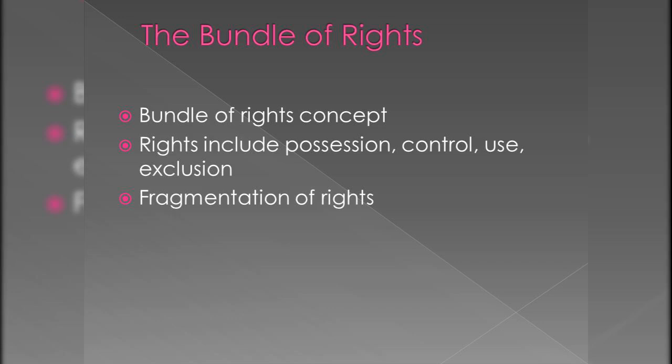A key concept is the bundle of rights. This means that property is made up of various rights bundled together. These usually include the right to possess the object, the right to control it, the right to use it, and the right to exclude others from it. These rights can be separated or shared. For example, one person may own the title but lease the right to possess it to someone else. This idea of fragmentation explains why property can be divided in complex ways.